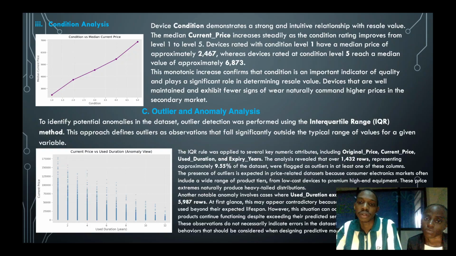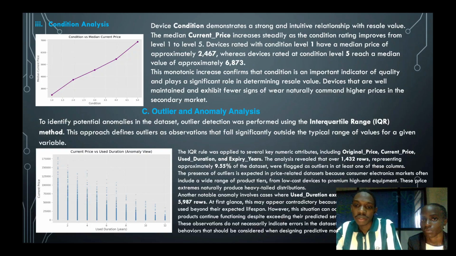So next we had the outlier and anomaly analysis. So to identify potential anomalies in the dataset, outlier detection was performed using the interquartile range method. So this approach defines outliers as observations that fall significantly outside the typical range of values for a given variable. So the IQR rule was applied to several key numeric attributes, including original price, current price, use duration, and expiry years.